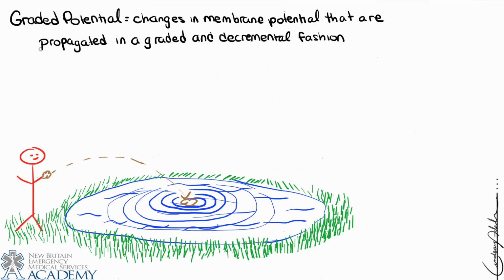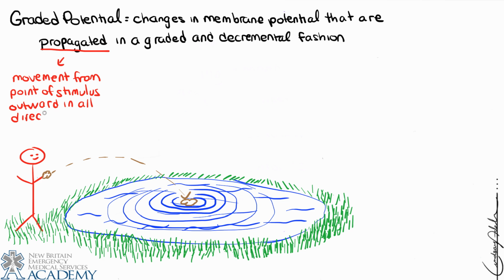So let's highlight the three important words in the definition for graded potential and then relate them to this picture. Propagated means movement from the point of stimulus outward in all directions. So if we toss a rock into the water, the rings that form in the ripple effect are going to be outward in all directions. It's not like the ripple effect only goes in one direction in this pond. It's going outward in all directions, and there's no way to control that. It's going to happen.